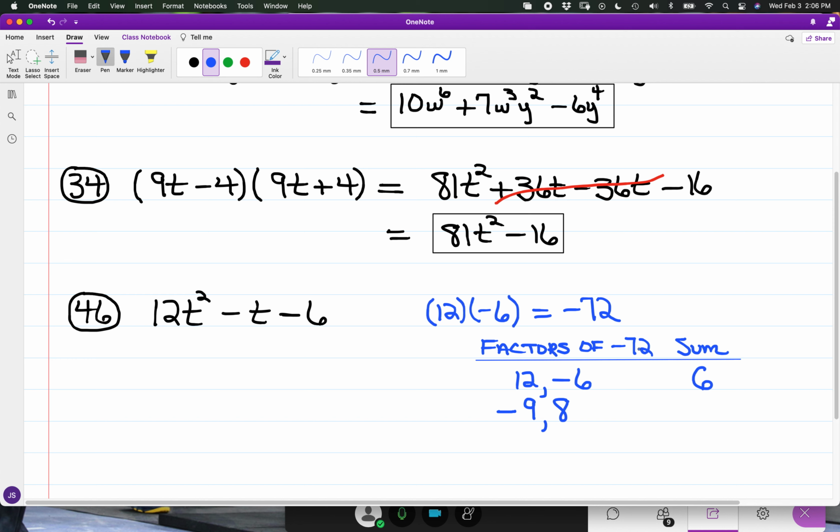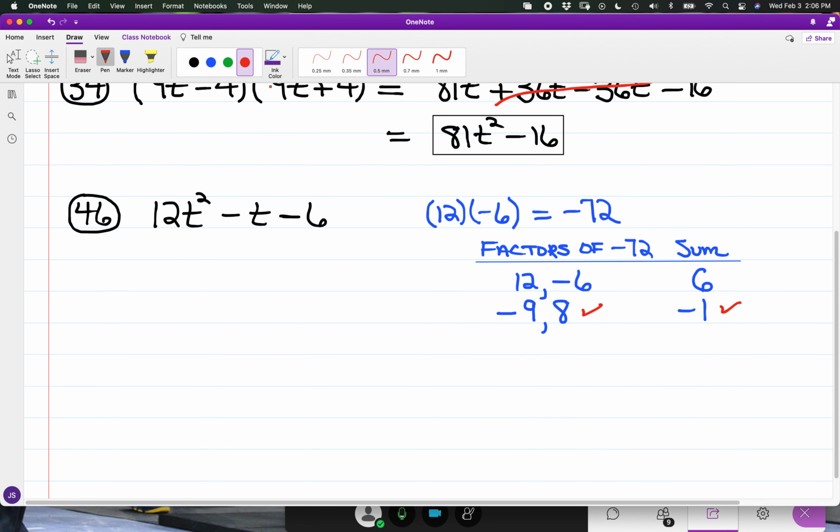Negative 9 times 8 is negative 72. Negative 9 plus 8 is negative 1. So this will be the combination that we're looking for. And so looking at splitting up the middle term in this trinomial, with negative 9 and 8, we can form a couple of t terms.